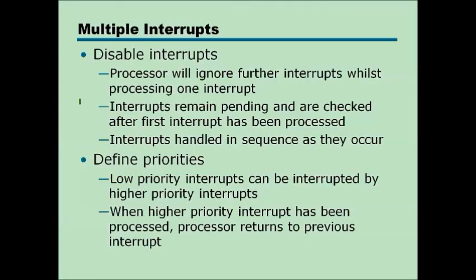So multiple interrupts. Disable interrupts: the processor will ignore further interrupts while processing one interrupt. So interrupts remain pending and are checked after the first interrupt has been processed. Interrupts are handled in sequence as they occur. So define priorities. Low priority interrupts can be interrupted by higher priority interrupts. When the higher priority interrupt has been processed, the processor returns to the previous interrupt.